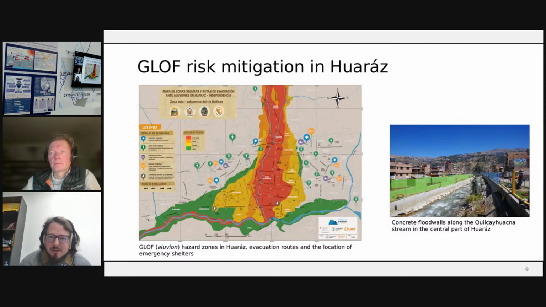Huaraz is also equipped with the flood hazard map, so they know where there are high hazard, medium hazard, and low hazard zones. And also, it shows what are the evacuation routes in case that warning has been issued. In the second picture, you can see flood walls that were completed in 2018 and that are supposed to help navigate water outside the city center.